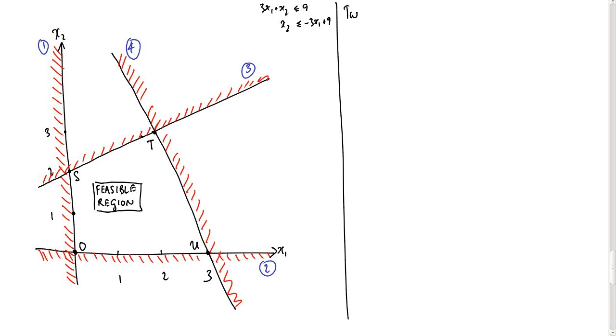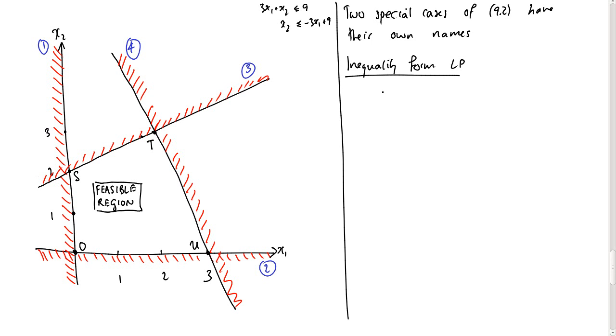There are two special cases which have their own names. Okay, and what are these? Well, we have Inequality Form LP. This one looks like minimize over x of c transpose x, subject to Ax is less than or equal to b. The only thing we've got here are inequalities. We don't have any equality constraints, so that one is called Inequality Form LP.